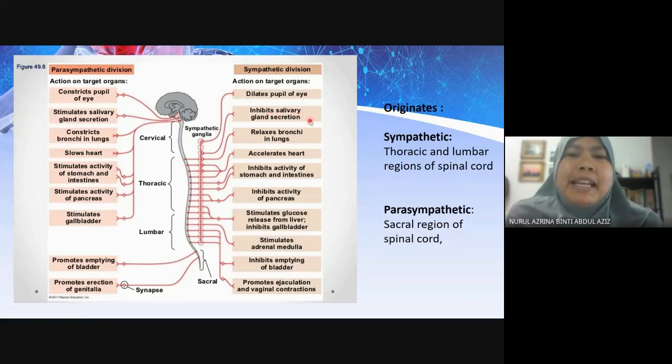Next, ingat tadi tengah lapar kan? It will inhibit salivary gland. So you tengah lapar, tak adanya you akan terfikir KFC ke, air liur meleleh, nampak makanan tak ada. You akan fokus kepada nak selamatkan diri pada masa tersebut.